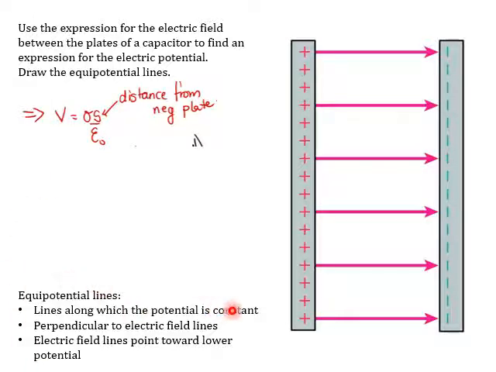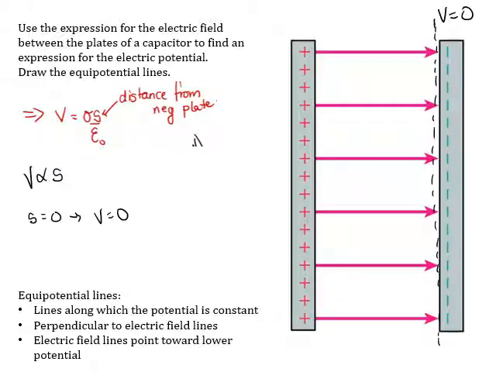Remember, an equipotential line is any line along which the potential is constant. We know it's going to be perpendicular to the electric field lines, and we know the electric field lines point towards lower potential. So in our expression for V, we see V is equal to sigma over epsilon naught times the distance from the negative plate. For V to be constant, s is going to have to be constant. Okay, V is proportional to s. So if s equals 0, the potential is also 0, and that will give us an equipotential line that comes right down through right here.